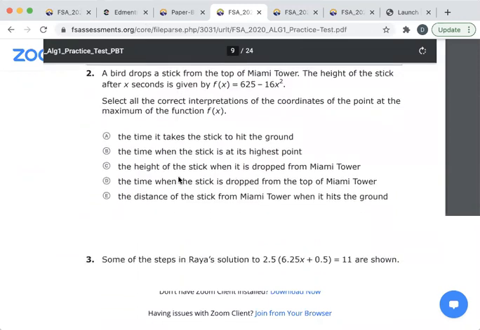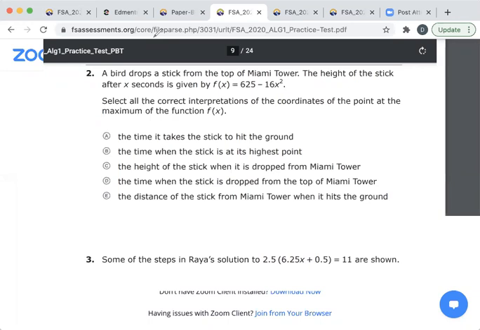For this next problem, a bird drops a stick from the top of the Miami Tower. The height of the stick after x seconds is given by f of x equals 625 minus 16x squared. So the height is 625. That's how high it is when it's dropped. When it hits the ground, the height's going to be 0.